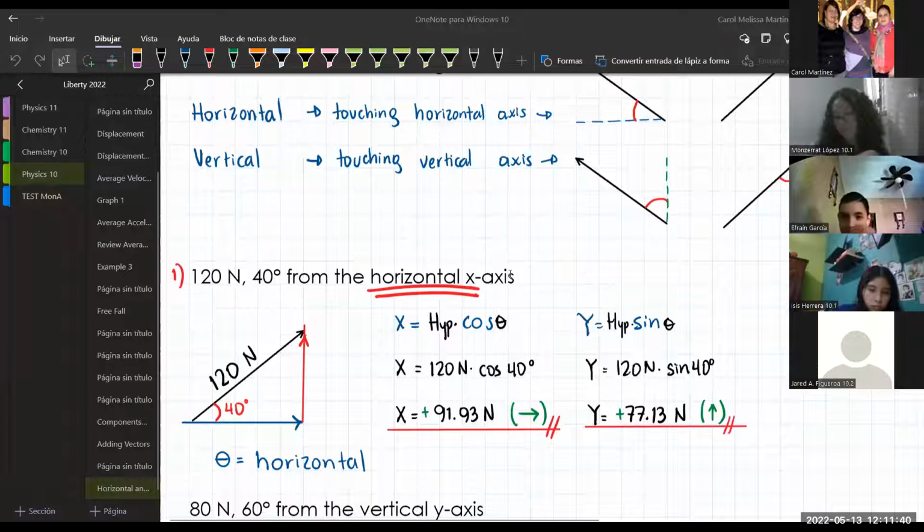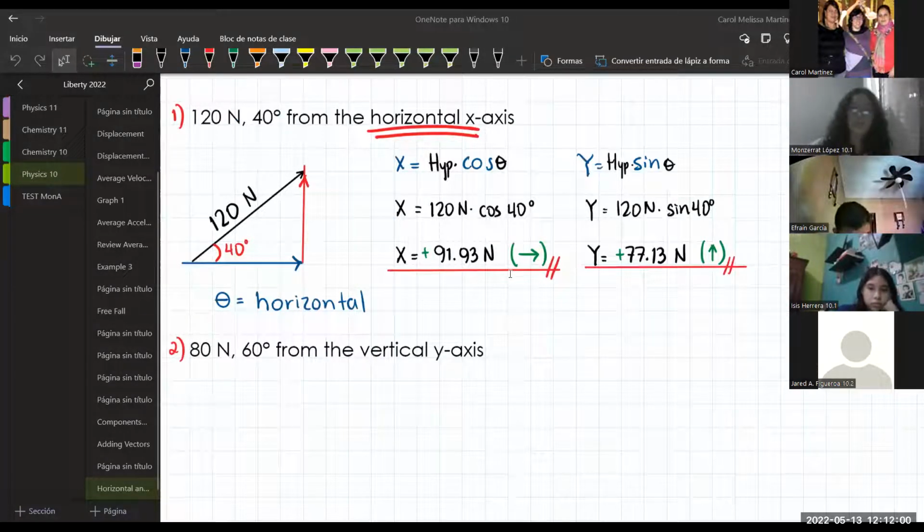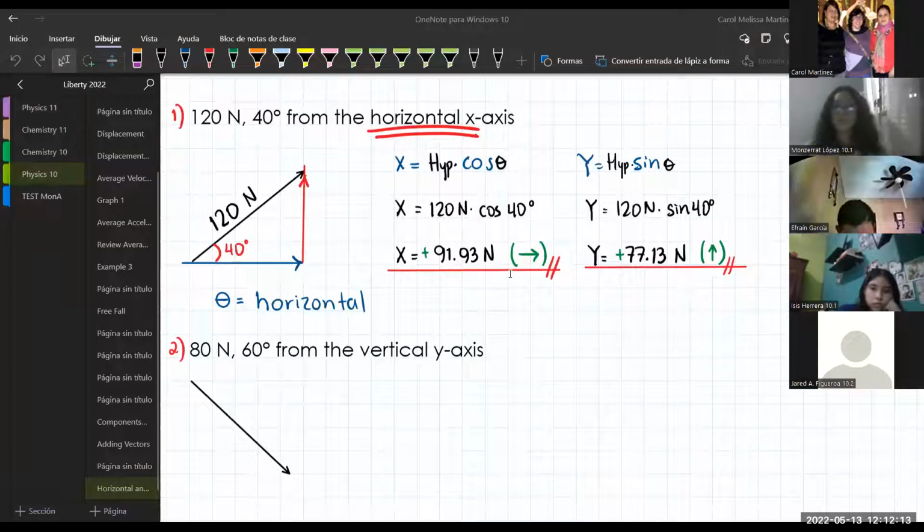Let's work with the second example. It says 80 Newton, that is 60 degrees from the horizontal axis. So in this case, I'm going to draw a vector like this. Okay. And I'm giving you this angle. And this angle is 60 degrees and this vector is 80 Newton. So first thing I do is I complete my triangle.